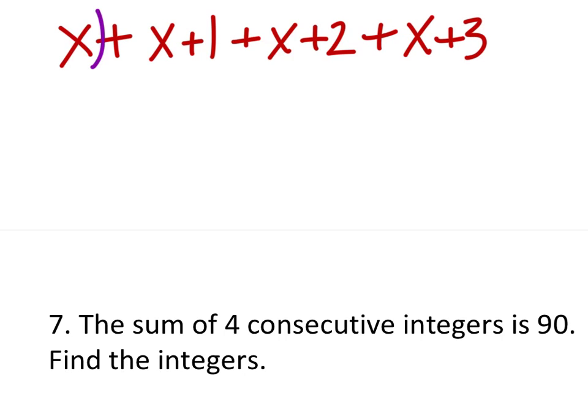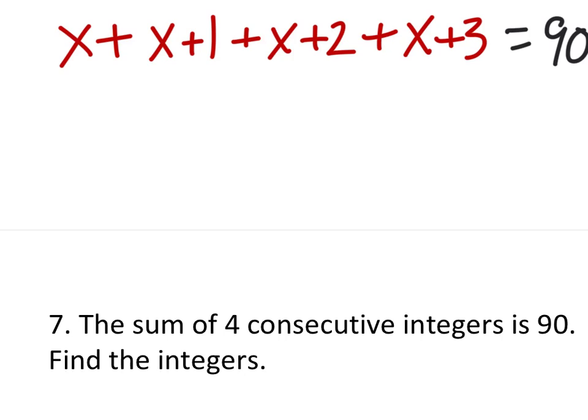Now, if it helps, I can put parentheses around there to show that these are my 4 terms, okay? And they're consecutive. They're one after the other. I don't know if you want those there. In any case, without them, you may be able to see that better. So we're going to do it like this, okay? So this should equal 90, because it told us the sum of these is 90.